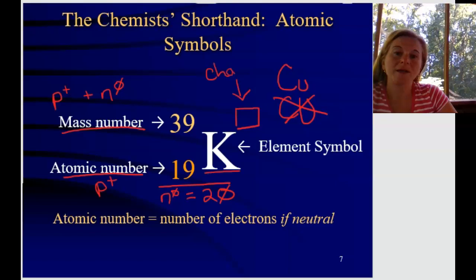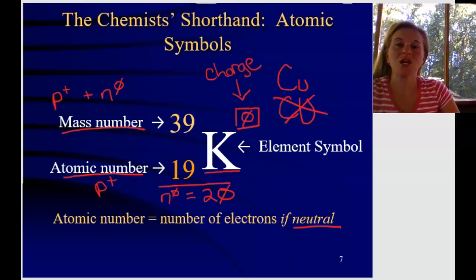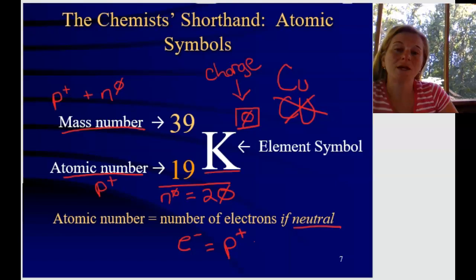Now, because this potassium has nothing written there, that means that the charge is neutral. So if nothing's written, it's neutral. If there is a charge written there, then we need to change the number of electrons. So that this potassium is neutral, that means that our number of electrons equals our number of protons, which means that we have 19 electrons for this potassium.